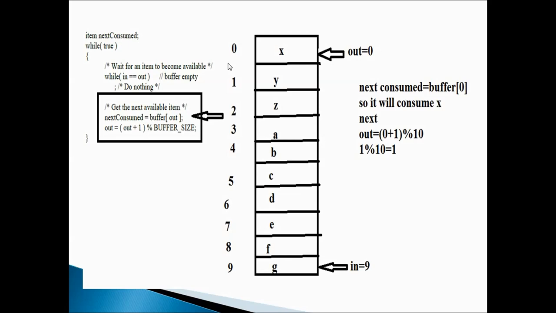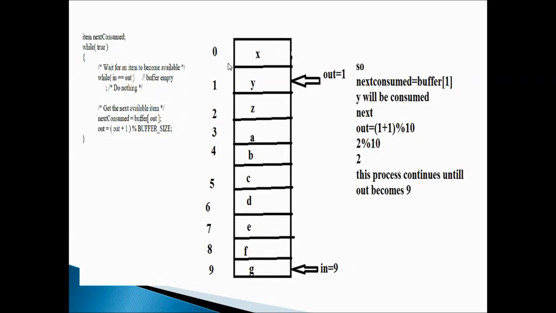Now I will proceed with the next: consumed is equal to buffer of out. So buffer of out is what? Out is 0. Buffer of 0 will be consumed, that is, x will be consumed here. And one more important thing, after consuming x, you have to increment your out pointer. Out will be incremented from 0 to 1, that is, out is equal to 1 modulus 10, that is 1. Now your out value is changed from 0 to 1. Understood, guys? For consuming, the buffer needs to be full.